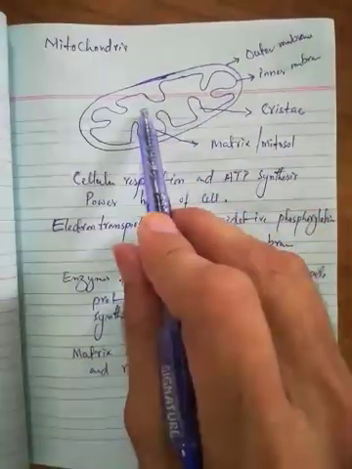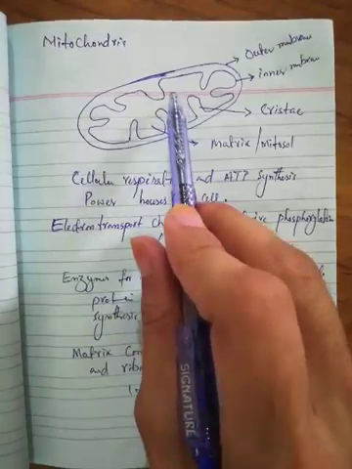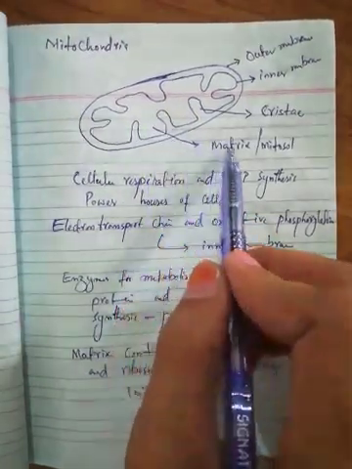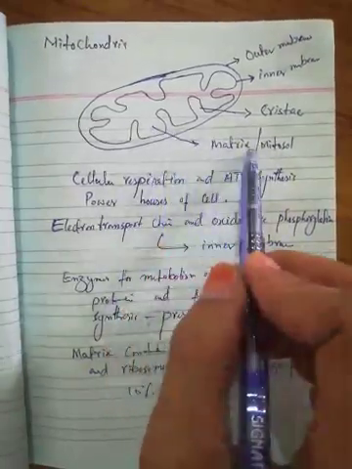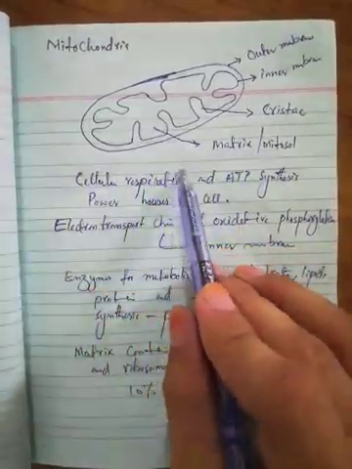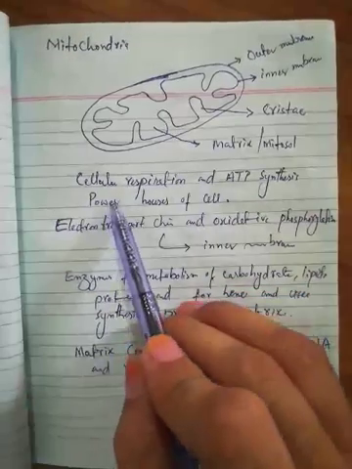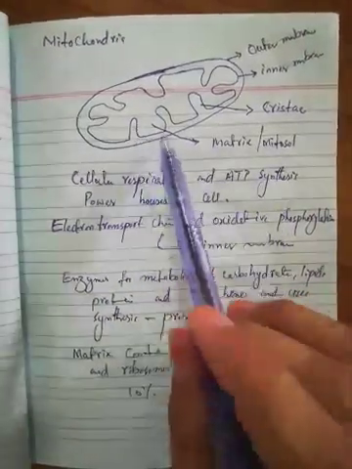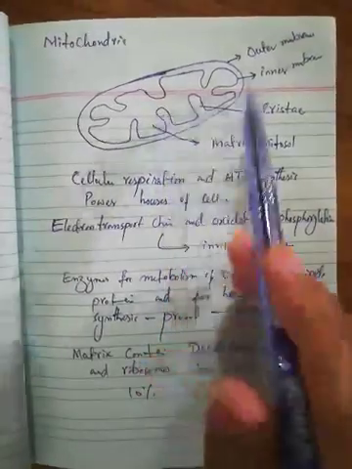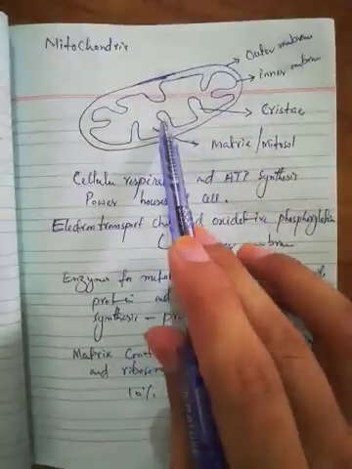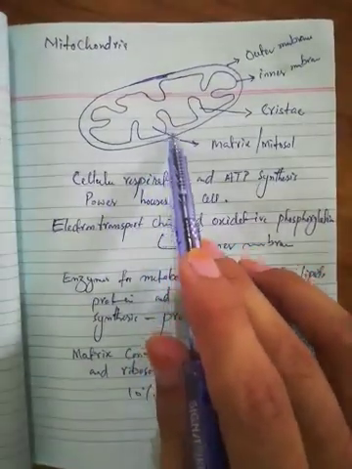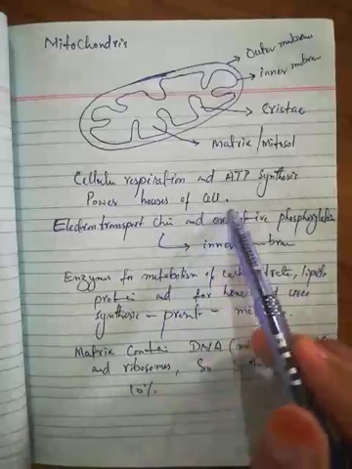And the cavity enclosed by the two membranes, this inner cavity, is called matrix or mitosol. Mitochondria is the site of cellular respiration and ATP synthesis. Cellular respiration occurs in mitochondria, and ATP synthesis occurs in mitochondria. For this reason, mitochondria are considered the powerhouses of the cell.